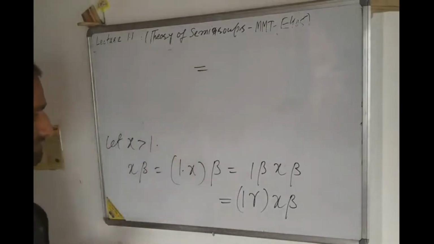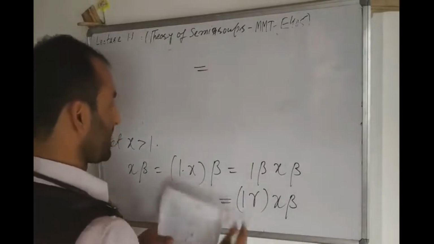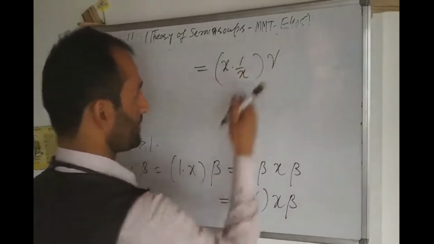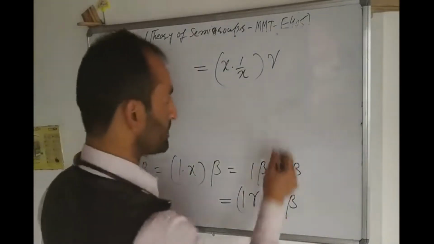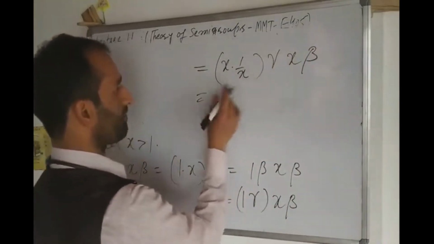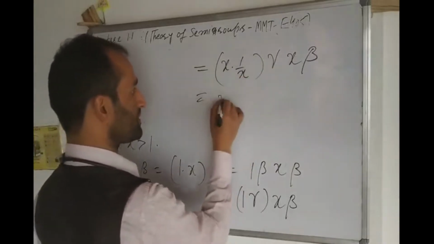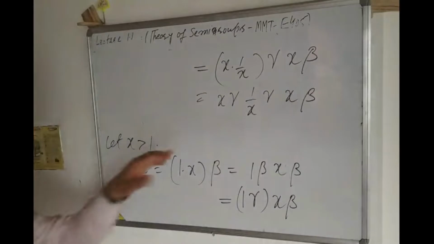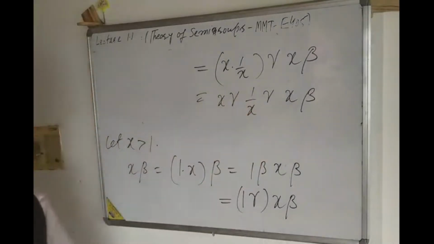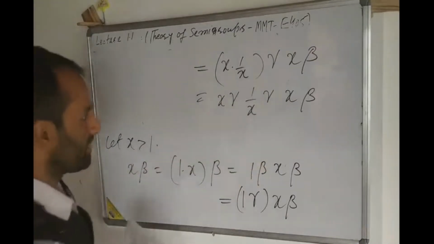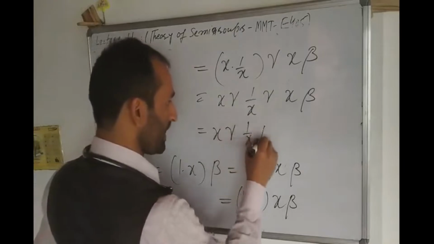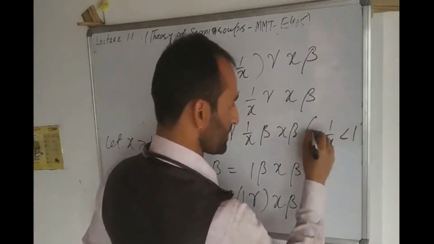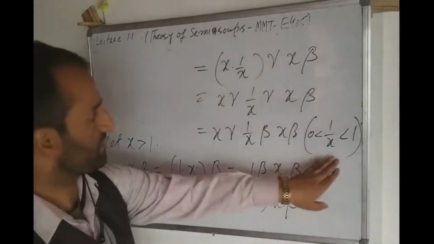Now we can write this 1 as x into 1 over x. As x is greater than 1, there is no problem in writing 1 over x, since x is not equal to 0. Now again apply the morphism property, because gamma is a morphism. It's x gamma into 1 by x gamma into x beta. Since x is greater than 1, 1 by x is less than 1 and greater than 0, and in this range beta and gamma are the same.